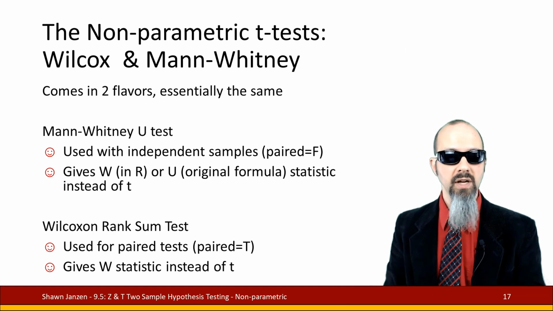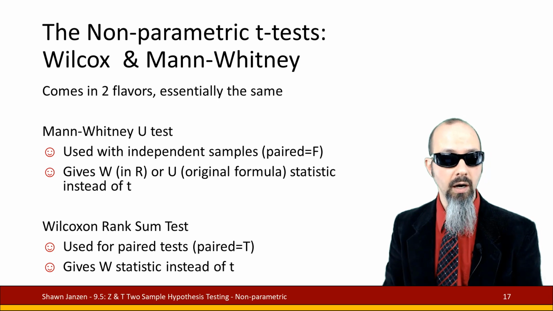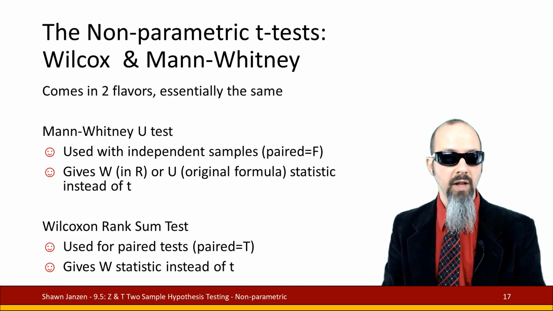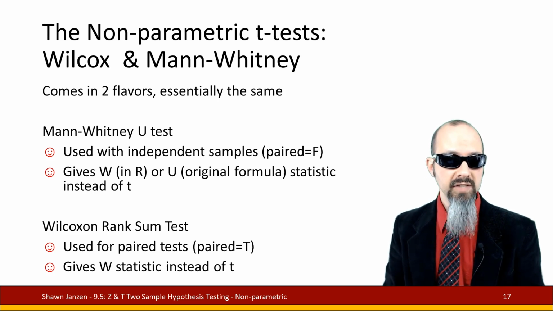So let's go ahead and discuss the two different types of non-parametric t-tests that we're going to be using in R. This is going to be the Mann-Whitney U-test and the Wilcoxon rank-sum test. Now, first of all, I just want to get off the table that these are essentially the same tests.